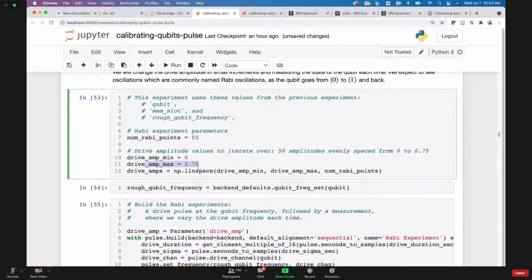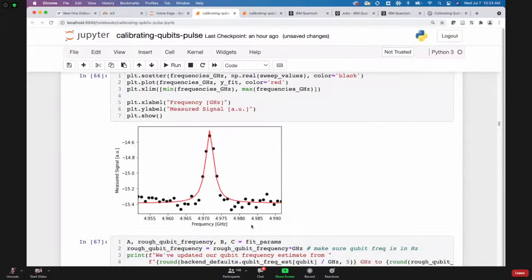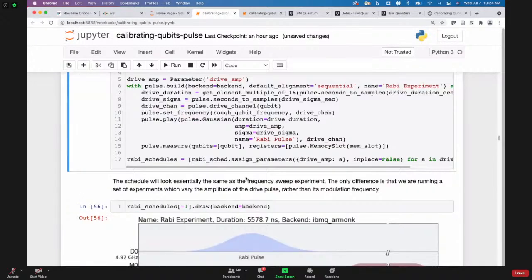It gets translated to some sense of power that goes inside the fridge. In principle, you could actually calibrate how many photons you have inside the fridge with some different experiments. But then the drive amps here, you're setting it up to go from the min to the max as you set with the number of points. Earlier, we set our rough qubit frequency to be the backend default. So I will just do that again. So these Rabi oscillations were done with that instead of with this rough calibration that we did. And that was just for the sake of time.